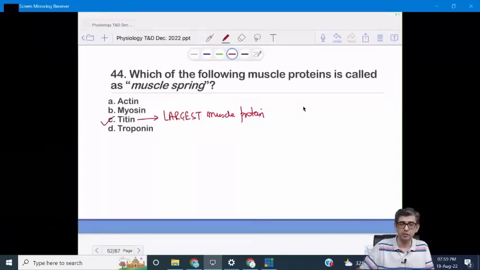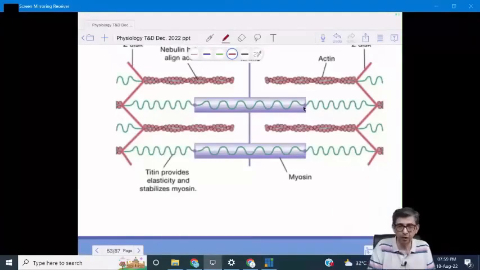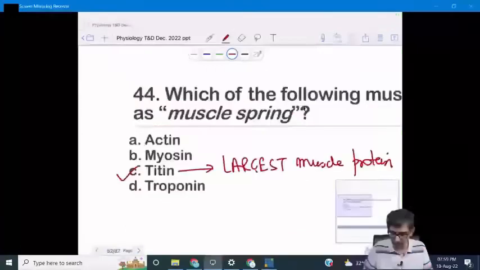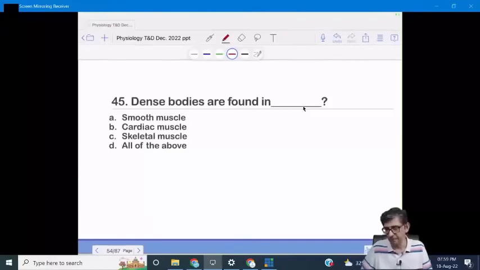It provides elasticity and at the same time it also stabilizes myosin. Answer to 44 is option number C. Coming to 45.